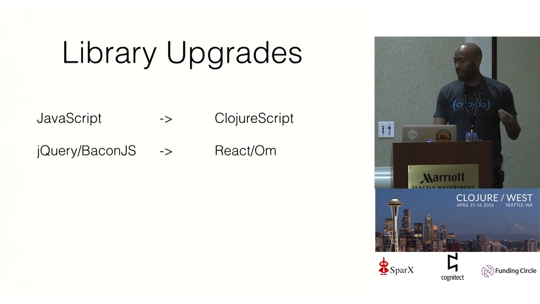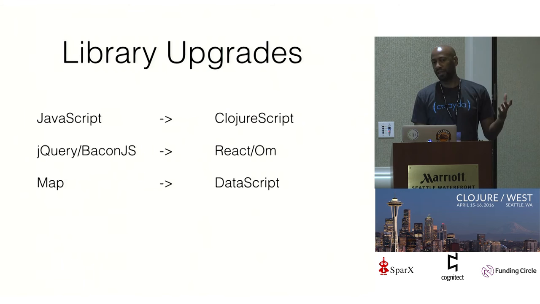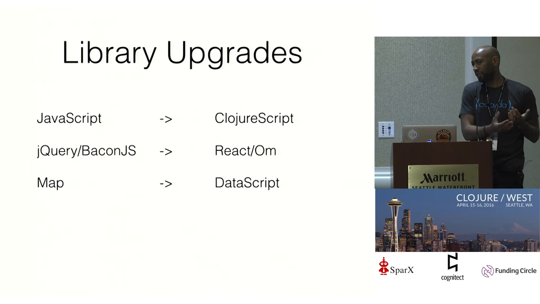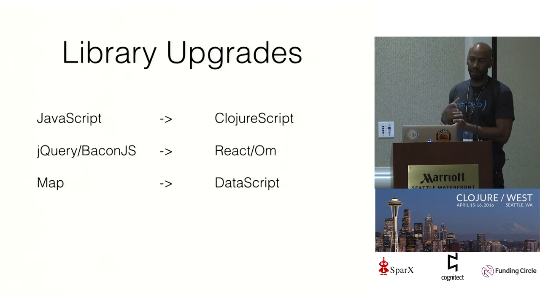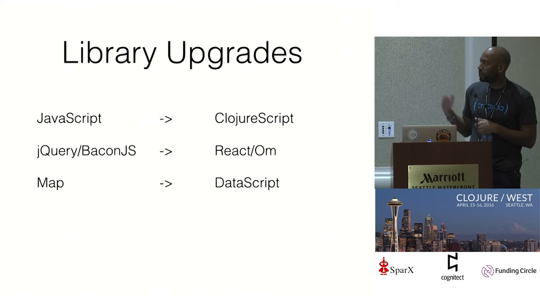And then we had our application state, which we kept in a simple map. Then we had some more complicated relationships that we wanted to store in there, and so we moved to DataScript. DataScript is basically a Datomic database on the front end, or in JavaScript. So we hold our application state in DataScript now.